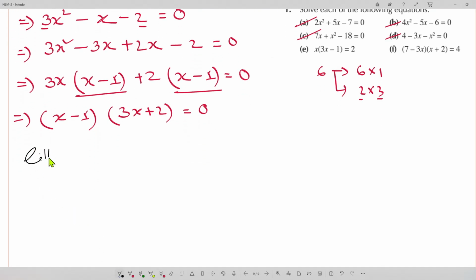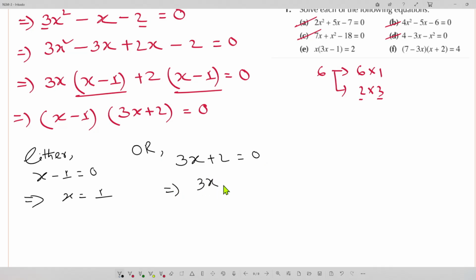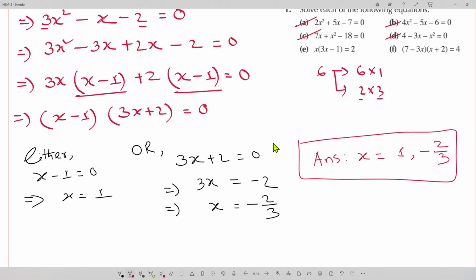And here is x minus 1, once we take common x minus 1, and here is 3x plus 2 equals to 0. Right? Now either x minus 1 equals to 0, so we can write x equals 1, or 3x plus 2 equals to 0. Then once we subtract both sides by 2, this plus 2 will be out and here is minus 2. Now we can divide both sides by 3, so x equals minus 2 by 3, and this is our answer. So finally we get answer x equals 1 and minus 2 by 3. Okay, so number E done.